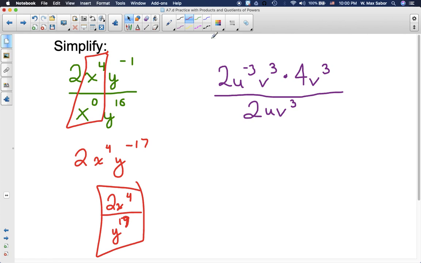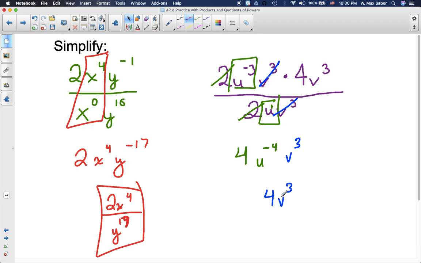All right, here we can do 2 divided by 2 and get 1. Look at all the u's. We have u to the negative third and u to the, oh, there's nothing there, so that's u to the first. So negative 3 minus 1 is u to the negative fourth. The numbers are 4, because 2 times 4 is 8, divided by 2 is 4. V cubed divided by v cubed is 1. And then we're left with v cubed, so we can say this is 4v cubed over u to the fourth.